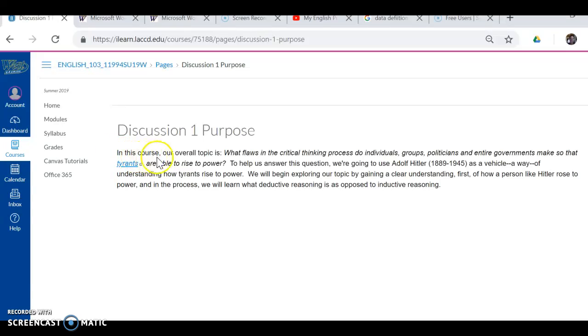Discussion one purpose. In this course, our overall topic is what flaws in the critical thinking process do individuals, groups, politicians, and entire governments make so that tyrants are able to rise to power? To help us answer this question, we're going to use Adolf Hitler, 1889 to 1945, as a vehicle, a way of understanding how tyrants rise to power. We will begin exploring our topic by gaining a clear understanding first of how a person like Hitler rose to power, and in the process, we will learn what deductive reasoning is as opposed to inductive reasoning.